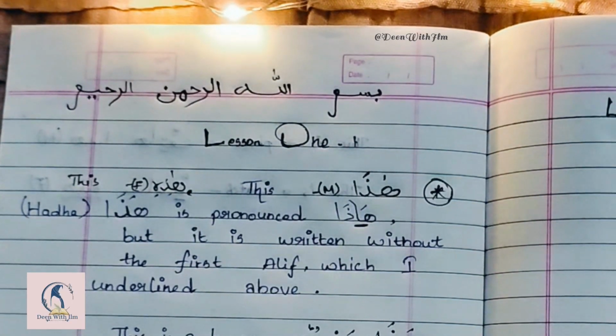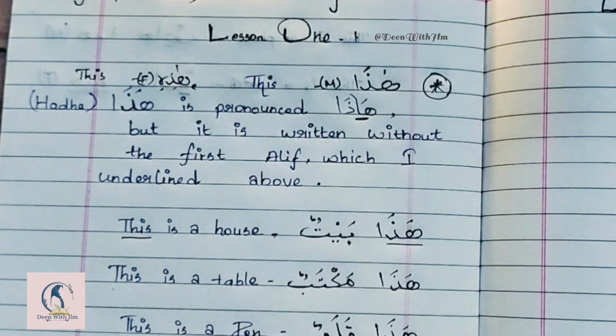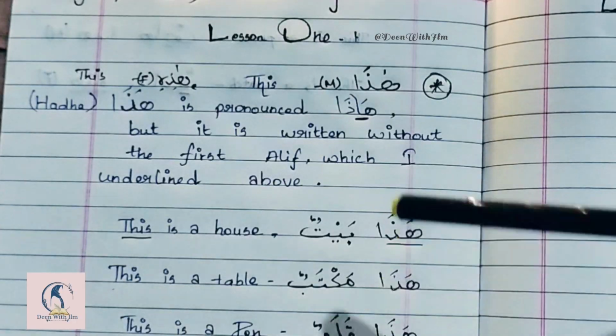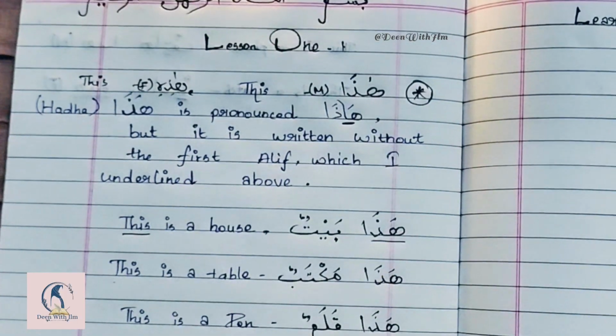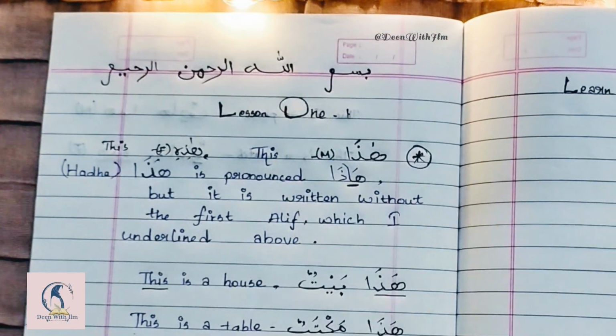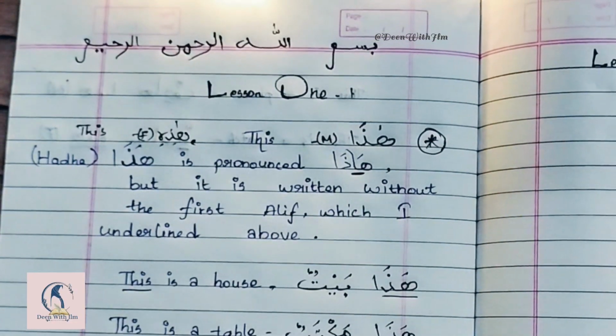Now learn how to use this word in a sentence. We use hada to start sentences and introduce objects or people. See here, hada baitun. We start the sentence with hada. After that, we mention an object, baitun. Like this, if we add a person, in the same form we write hada rajulun. Rajulun means man.